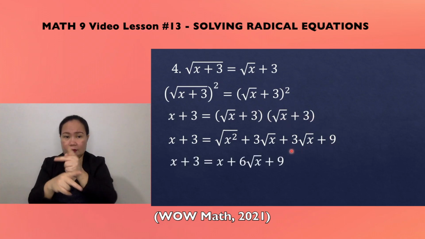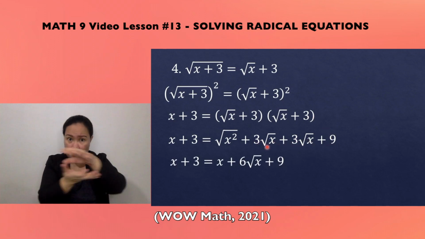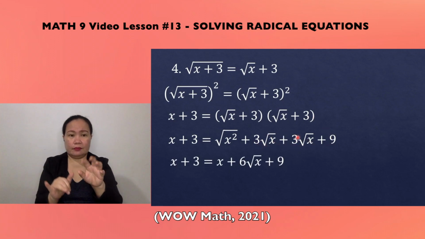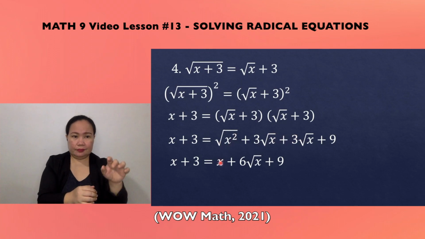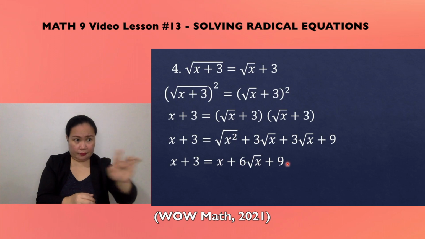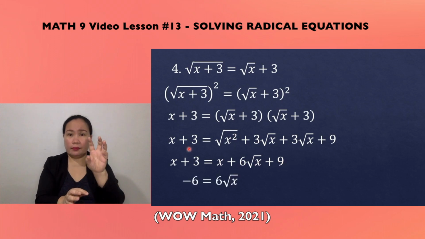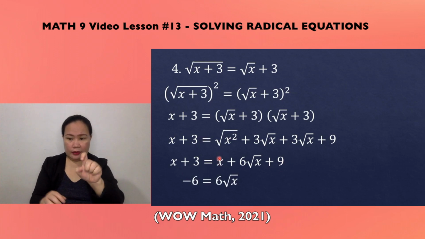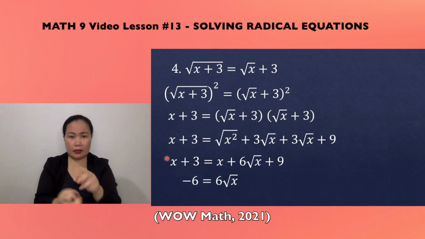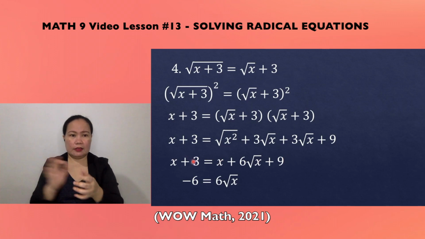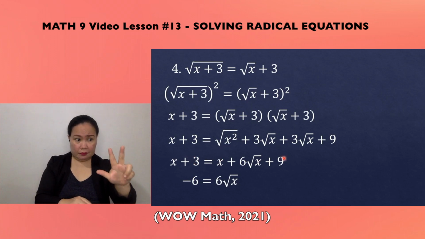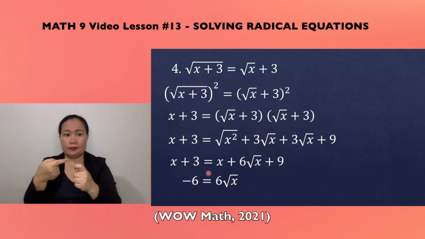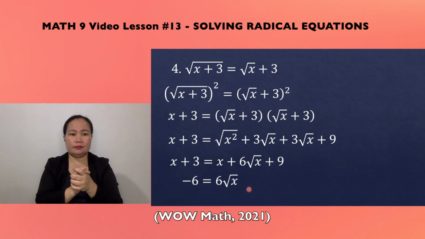And then, combine similar terms. We can combine these because the index is the same, and the radicand is also the same. So, square root of x squared is just x, plus 6 square root of x plus 9. So, the 9 we can move over there. So when x is moved here, it becomes 0. Okay? And then the 9, when I move it over there, becomes 3 minus 9, that is negative 6. So what is left here is 6 square root of x.